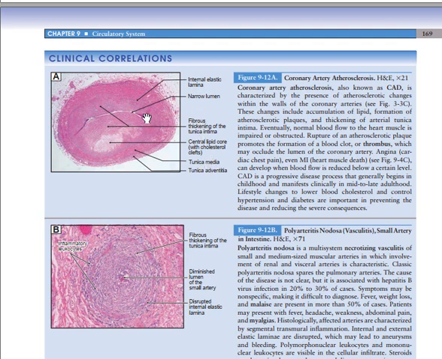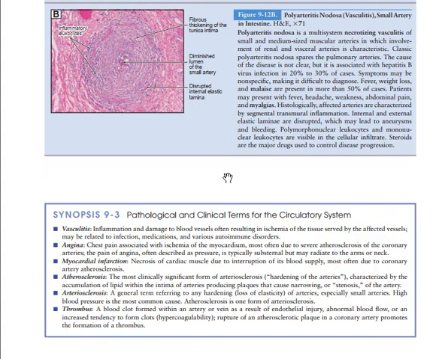You are going to visualize a narrow lumen. You visualize fibrous thickening of the tunica intima in order to stabilize the central lipid core with cholesterol cleft that can be seen on the histology section. And then you can see the other elements like the internal elastic lamellae, the tunica media, and then the tunica adventitia.